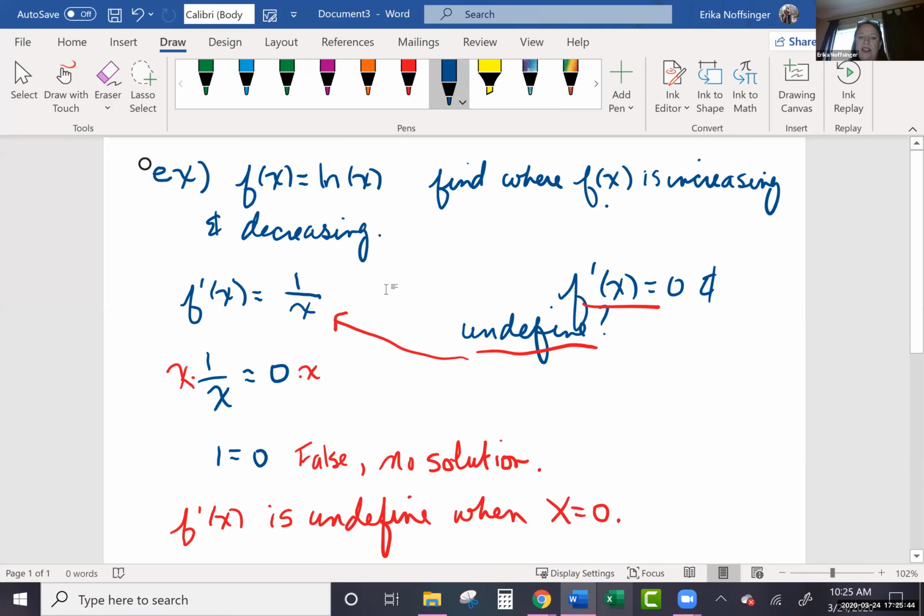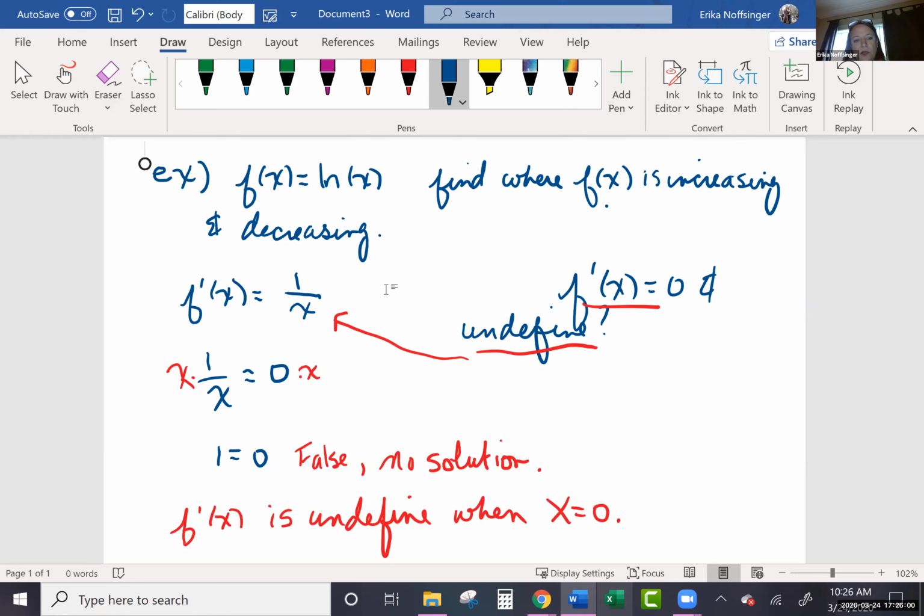Once you find the derivative, you're looking at when the derivative is equal to 0 and when it is undefined. Looking at this, we set 1 over x equal to 0, but when solving for x, we got 1 equals 0, which is a false statement, which should clue you in that there's no solution for that equation.